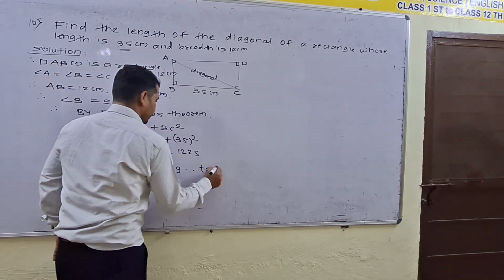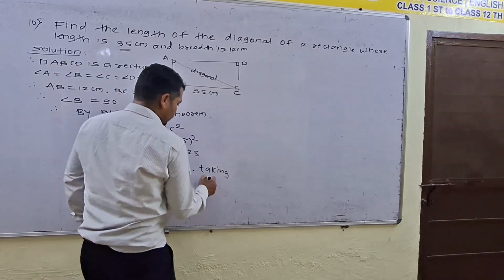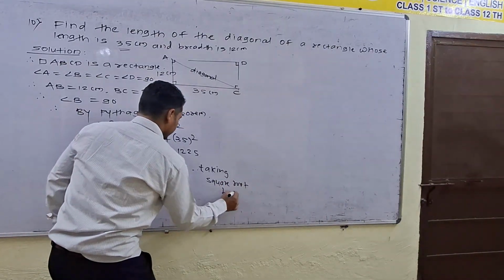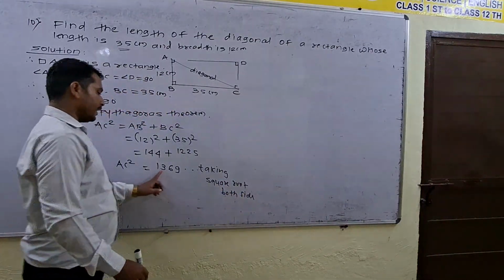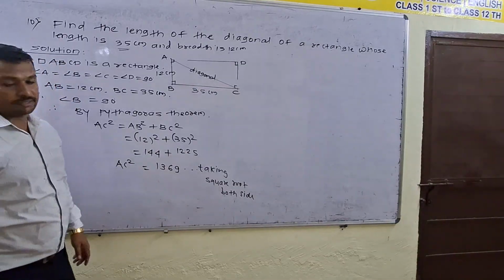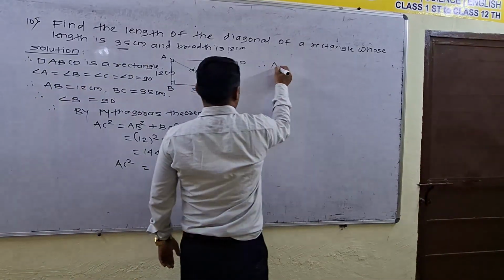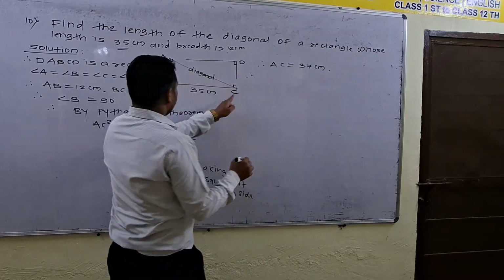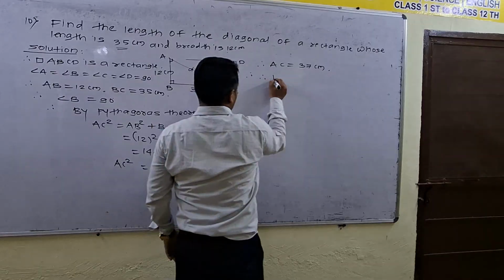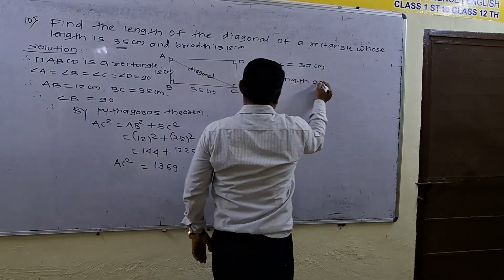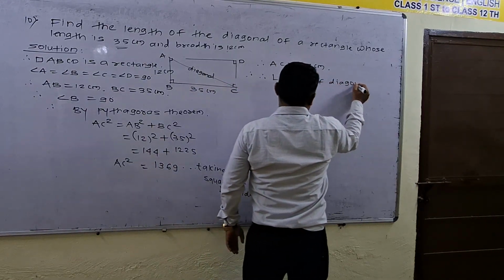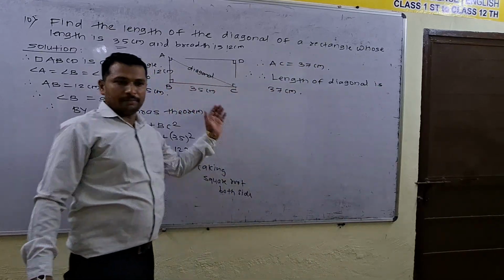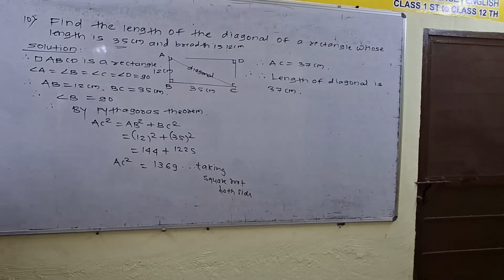Write down there again, taking square root both sides. So we know that the square root of 1369 is 37. So that is why I write down AC is equal to 37 centimeter. So the length of diagonal is 37 centimeter. That's the right answer. Write it down first.